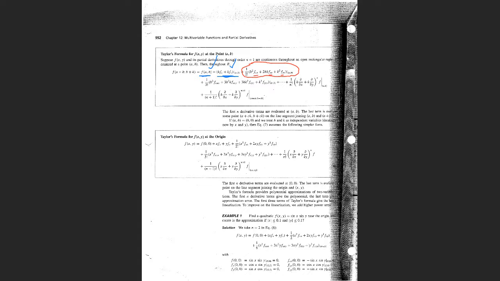Okay, you could program this in a computer, right? And then look, if you want a third order, what do you call it? Like a cubic approximation, you need to go out to the third order partial derivatives. Okay.